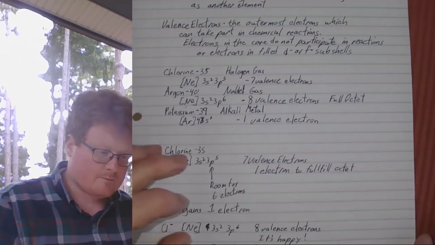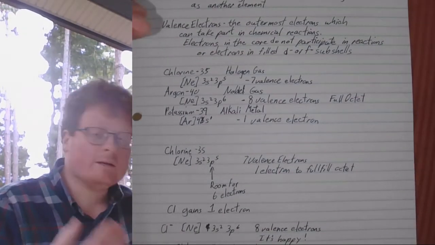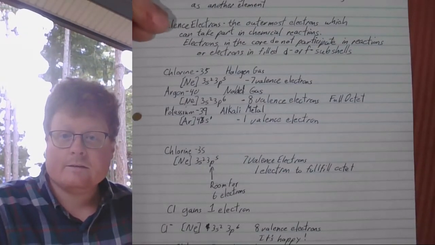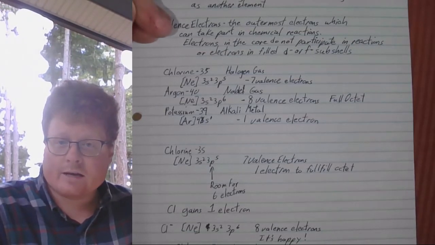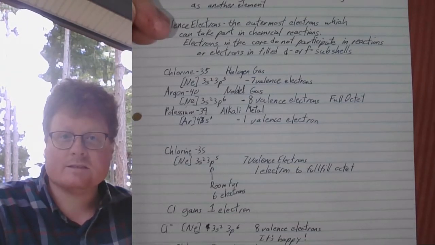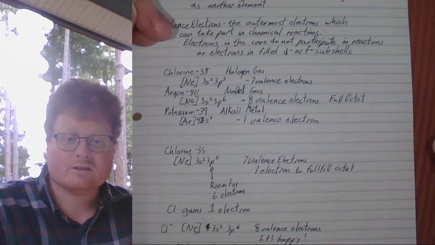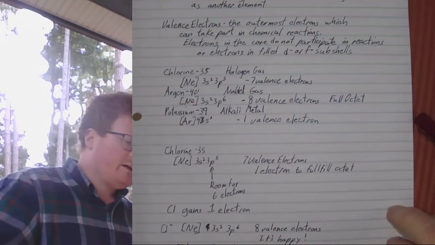If you look at everything around chlorine, fluorine, bromine, astatine, they all have 3p5. They're halogens. Trends in the periodic table will tell us that they're all going to want to gain 1 electron, and they'll be happy. They'll be like, yay, I've made it. Let's take a look at something on the opposite side, like potassium.